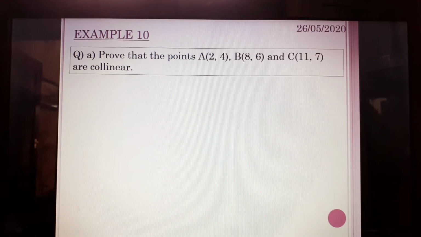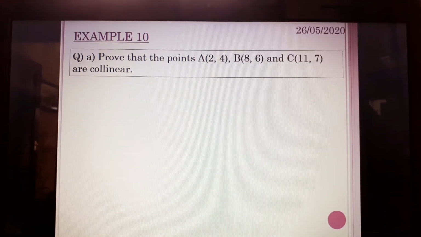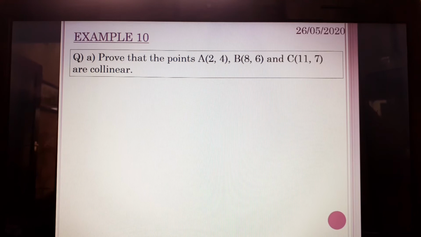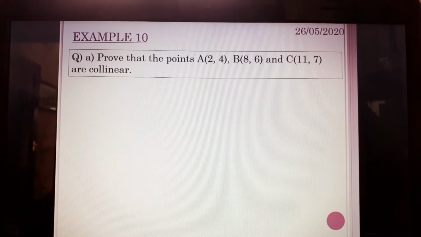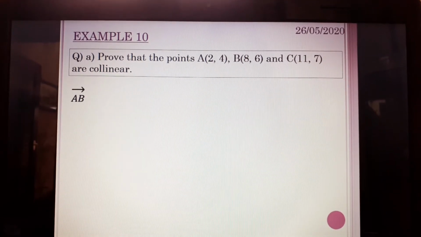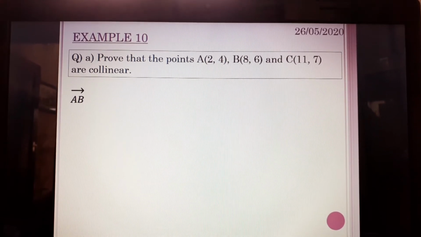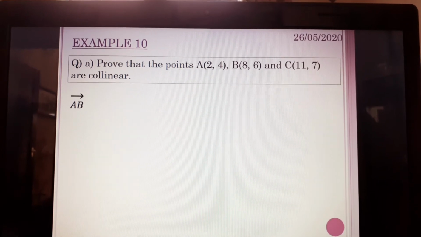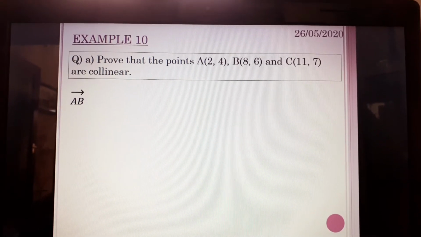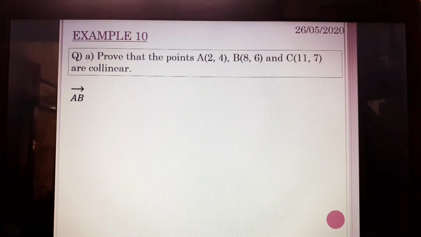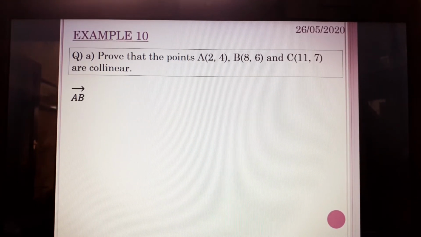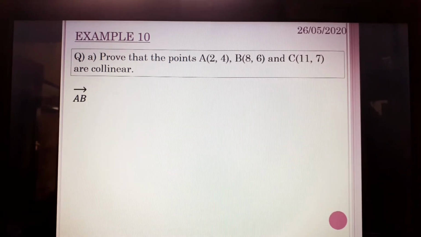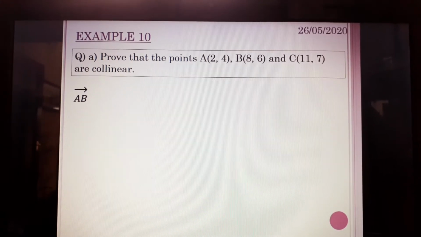So first question: prove that the points A (2, 4), B (8, 6) and C (11, 7), these three coordinates, are collinear. So let's create vectors using these points. Now there is another method that you can use for collinearity, and it's from the straight line topic. But we'll be using the vectors method for this today. And this is particularly useful when we have three-dimensional coordinates and we're trying to prove that they are collinear.